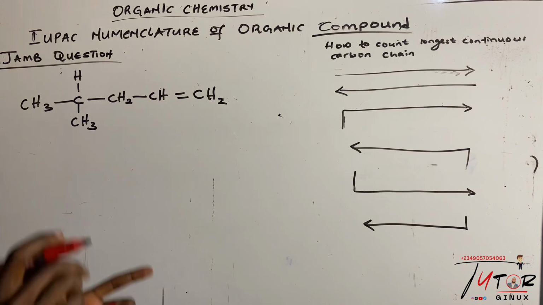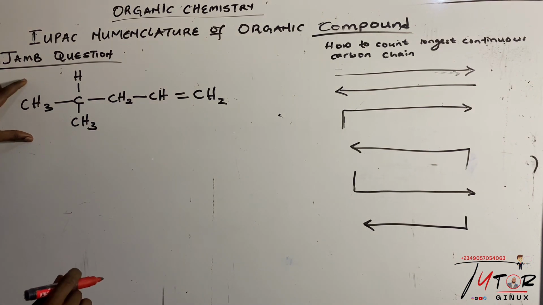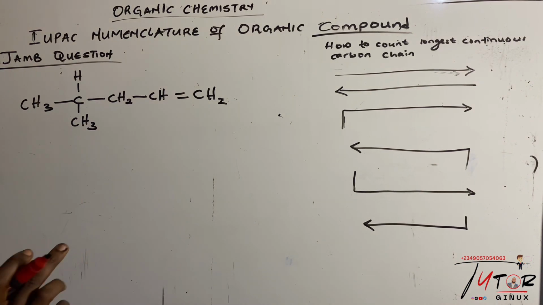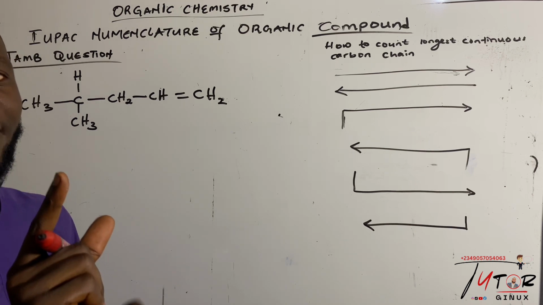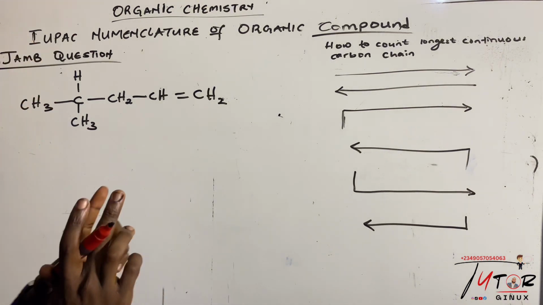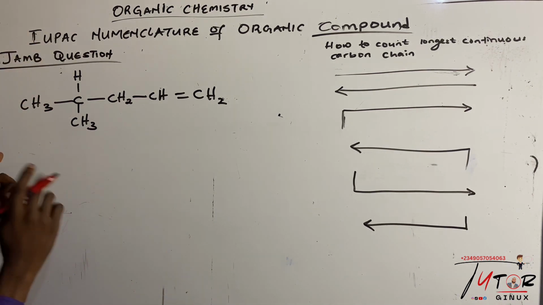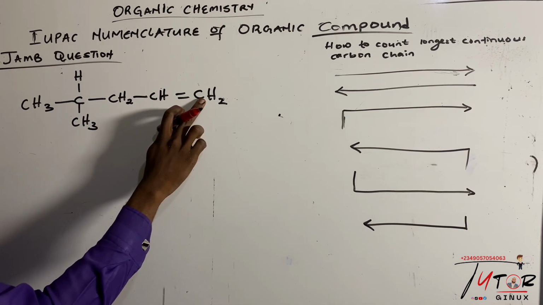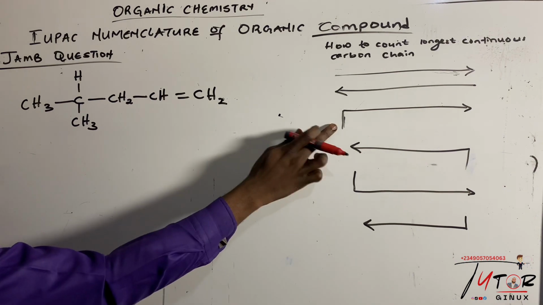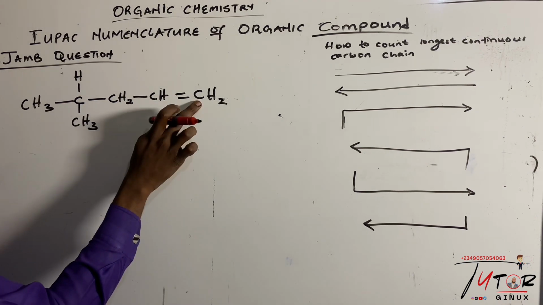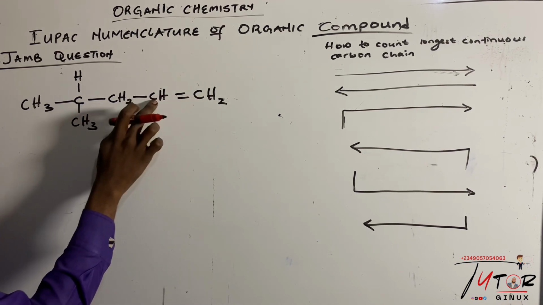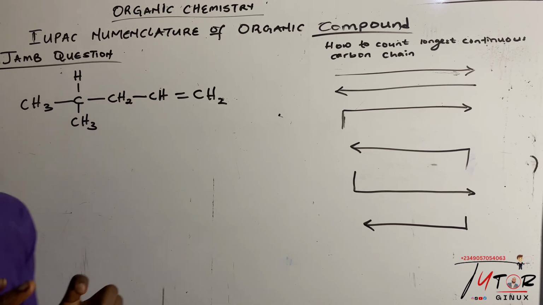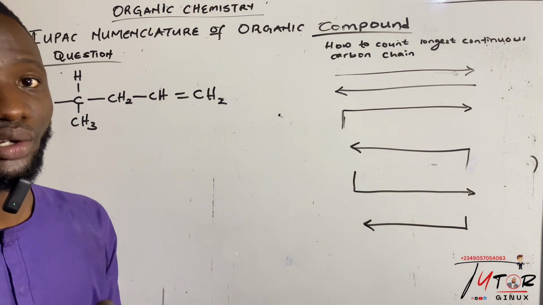This is another JAMB question. So what is the IUPAC nomenclature of this organic compound? Don't forget the first thing, the longest continuous carbon chain. The longest continuous carbon chain, 1, 2, 3, 4, 5. And if you also count from here using the third pattern here, 1, 2, 3, 4, 5. 1, 2, 3, 4, 5. So 5 carbon is the longest continuous carbon chain.